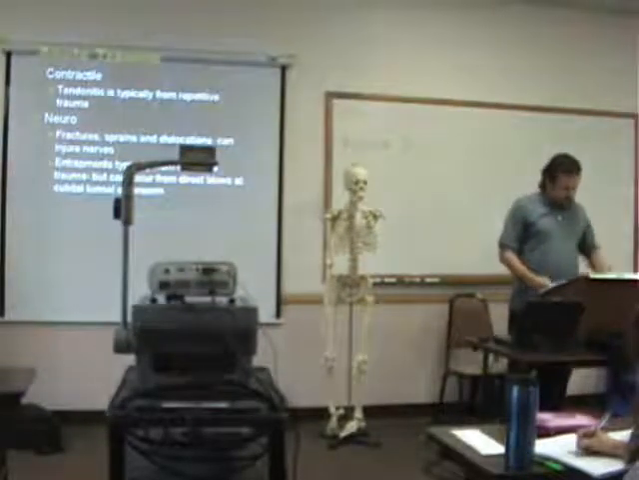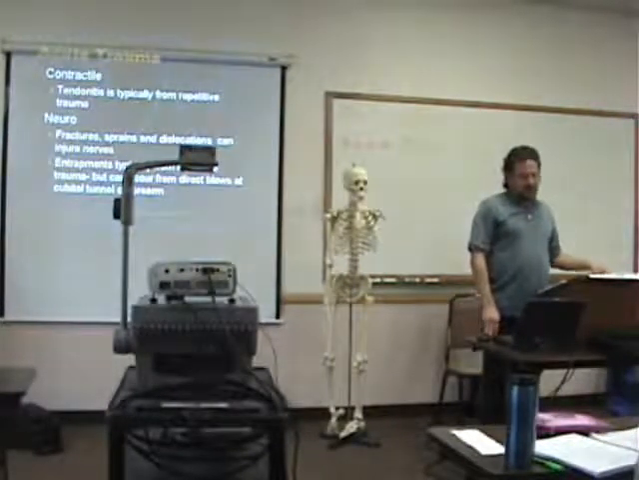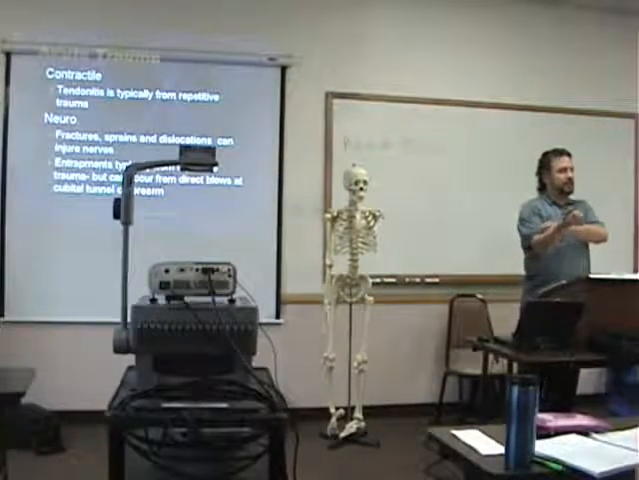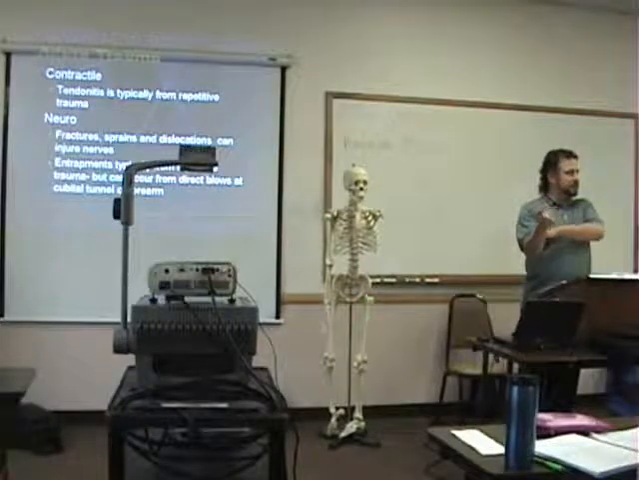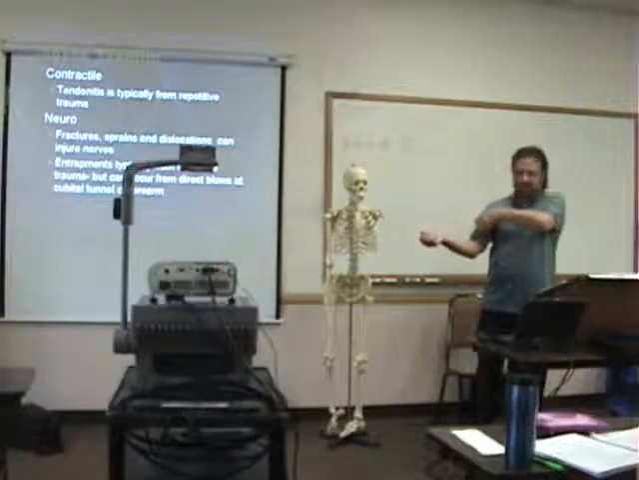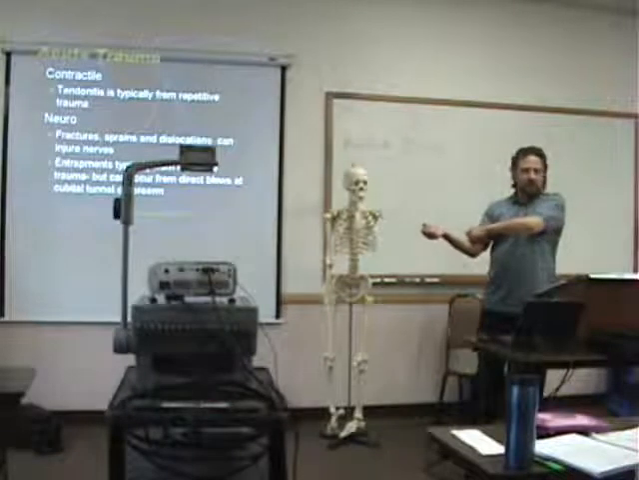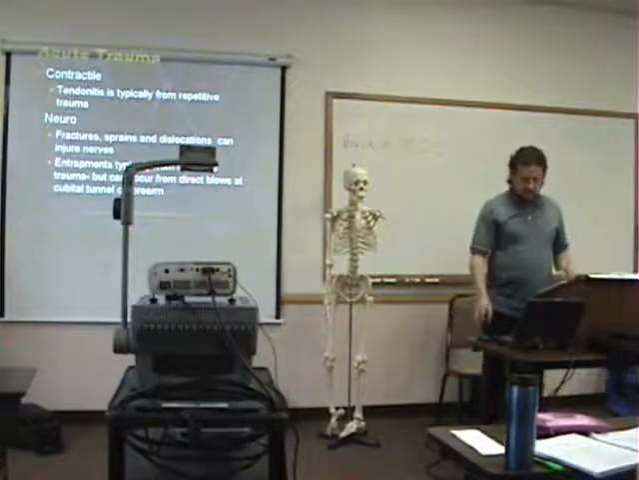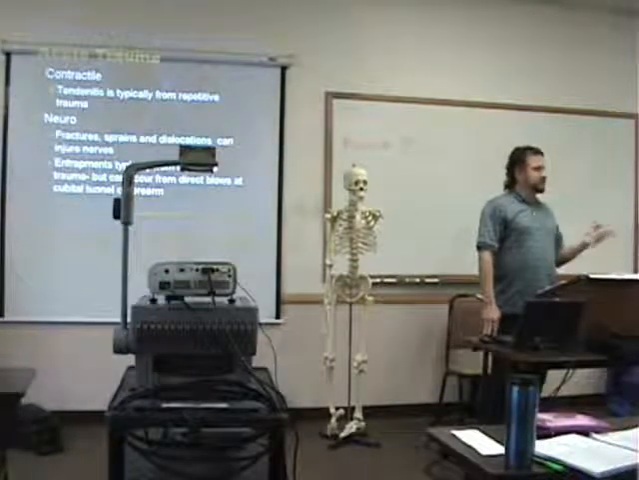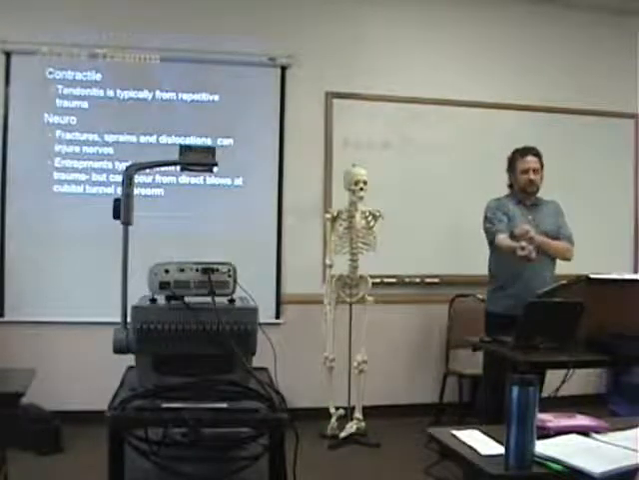All right, so then as far as other acute traumas, again, contractile tissues, usually the tendonitis is going to happen from repetitive trauma, but sometimes people will have a biceps tendon rupture. What happens is that tendon just ruptures, and then the biceps kind of rolls up, so you see a big bulge right here, and then you go look for the tendon, and it's not there anymore. And then neuro, like I said before, with different dislocations, fractures, you can have complications of the ulnar nerve and median nerve.